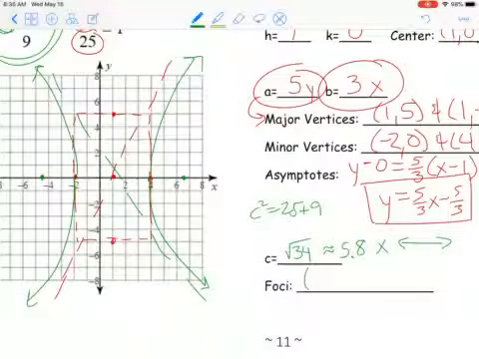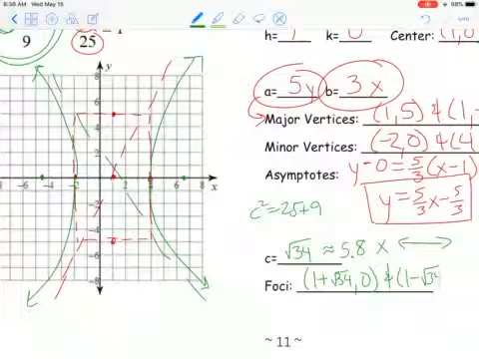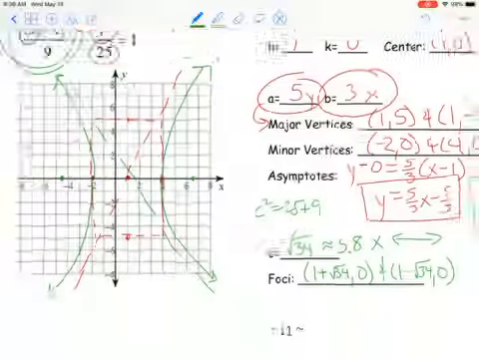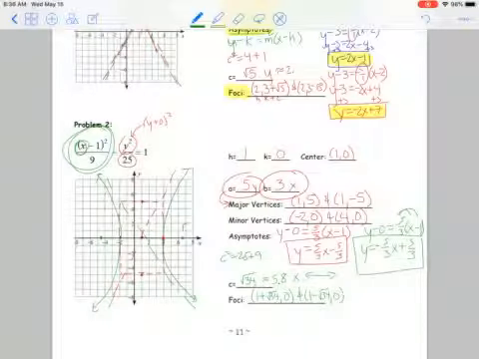And then I do want to create that foci point, so I have 1 plus radical 34, comma 0, and 1 minus radical 34, comma 0. And I label those F, and you're good to go.